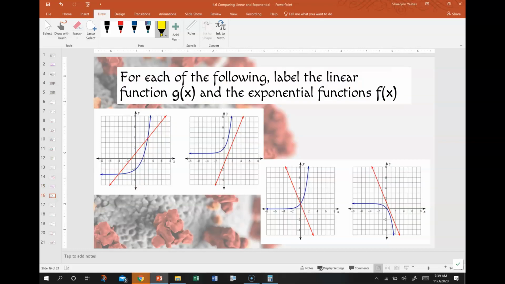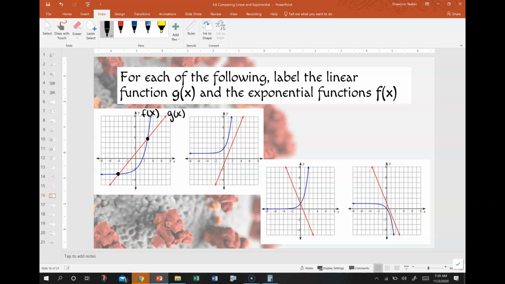So here's our examples. We're going to label our linear equation g of x, and we're going to label our exponential equation f of x. Notice our linear is a straight line, our exponential is all curvy. So here, notice we have 2 points of intersection. So if we were going to find solutions, there would be 2 on this one.